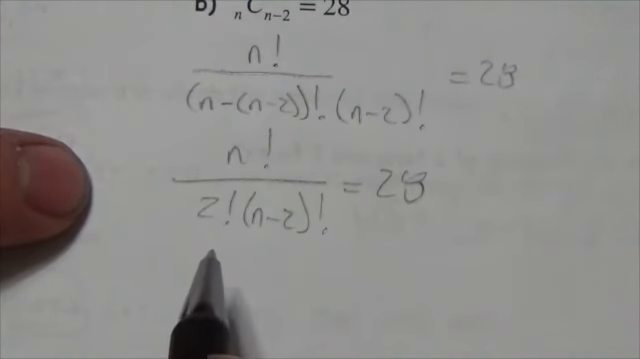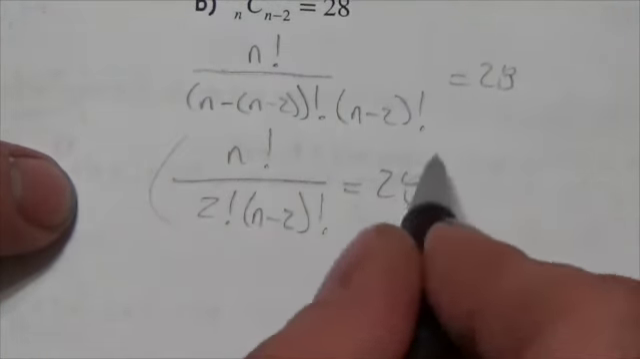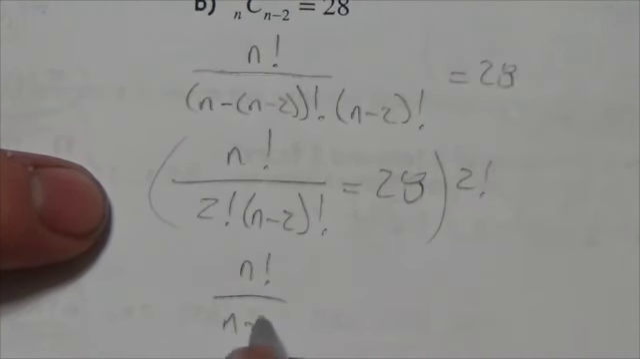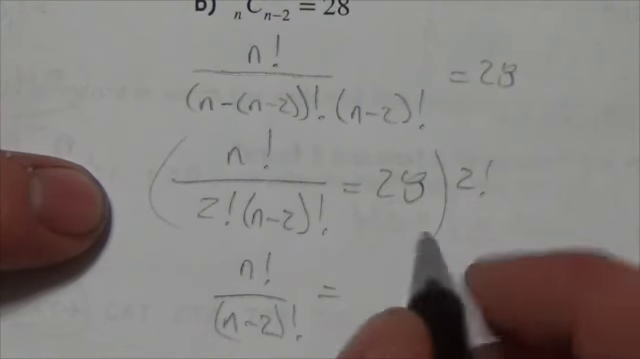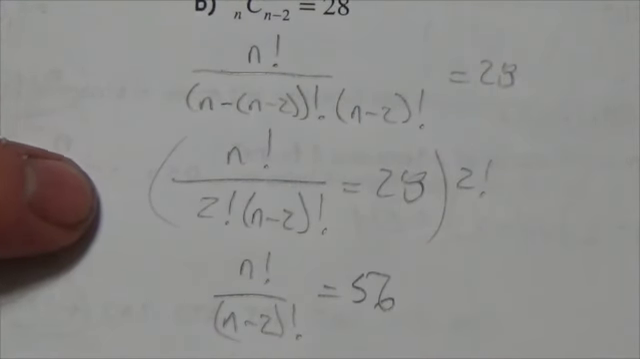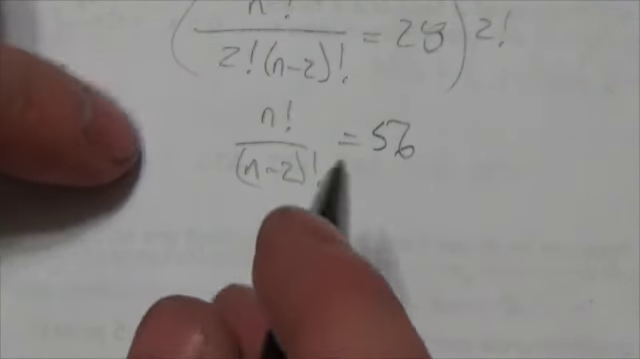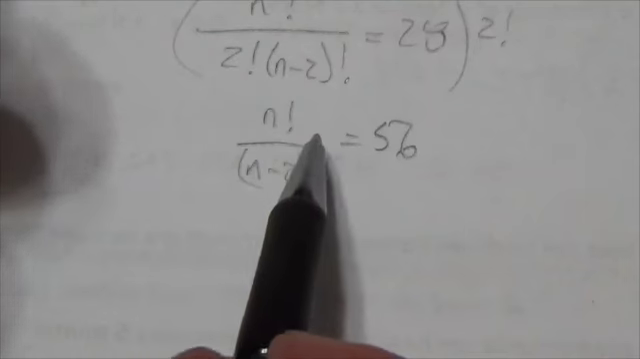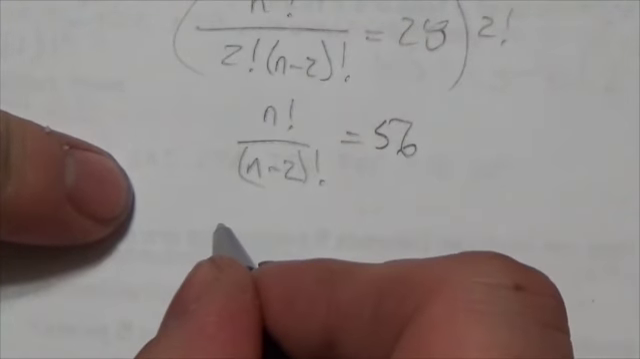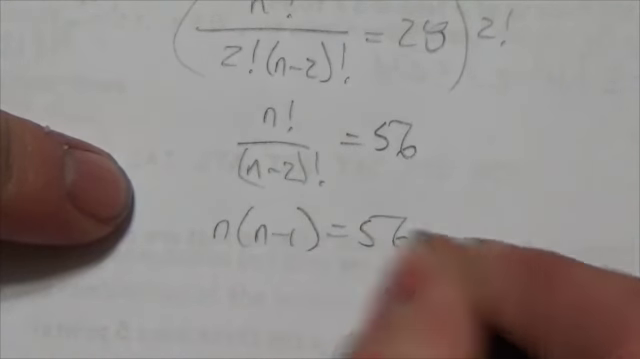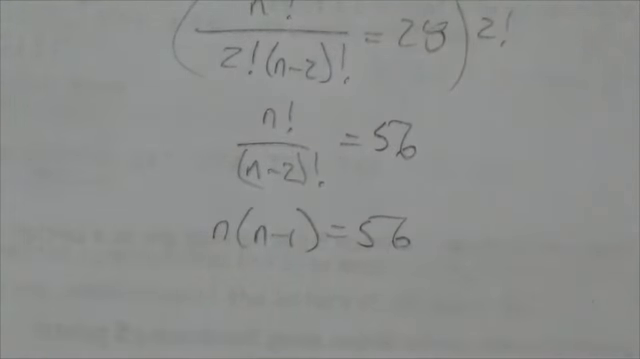Oh, there's something you should be vaguely familiar with about this. So what I'm going to do is multiply by the 2 factorial, which is just 2, and I get n factorial over n minus 2 factorial is equal to 56. Okay, now we've just dealt with this. n factorial over n minus 2 factorial, I already know is going to become n times n minus 1.